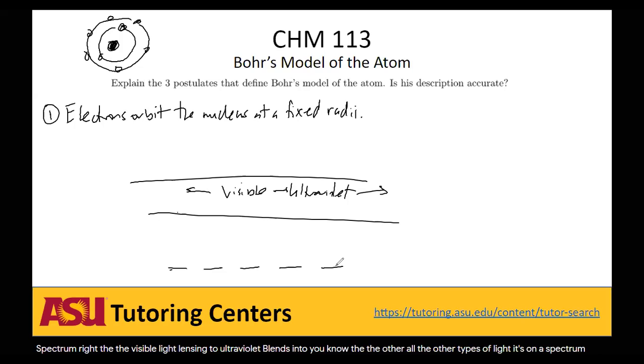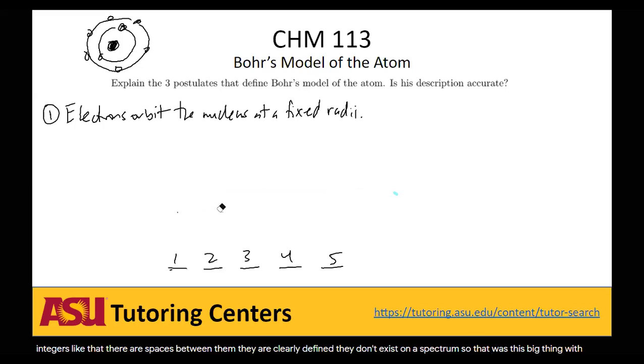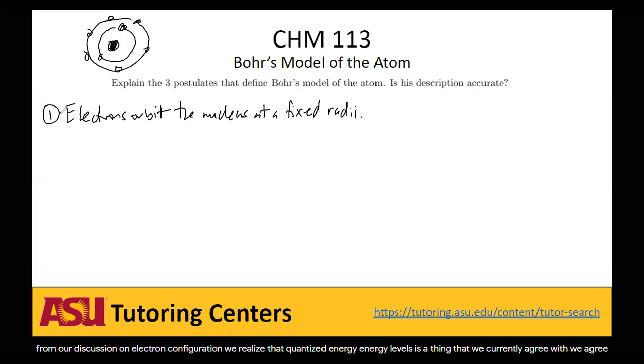It's sort of like the integers 1, 2, 3, 4, 5. If you look at just the integers, there are spaces between them. They are clearly defined. They don't exist on a spectrum. So that was his big thing with electrons. They had a fixed radius, and this fixed radius corresponded to quantized energy levels, which, if you remember from our discussion on electron configuration, is something we currently agree with. We agree that there are discrete energy levels that electrons correspond to.